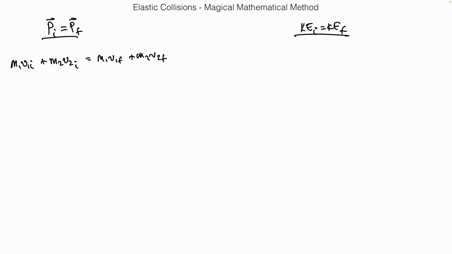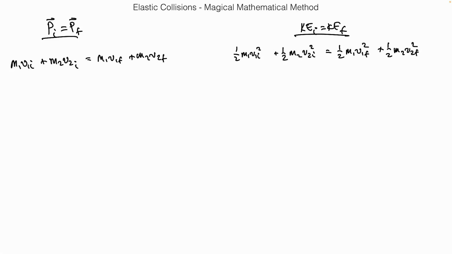Conservation of energy. Okay, so the initial kinetic energy of the first is 1/2 M1 V1 initial squared. I don't like my life anymore because now there's just too many subscripts. Plus 1/2 M2 V2 initial squared equals the same thing, but with finals on it for both of them. Oh my gosh.